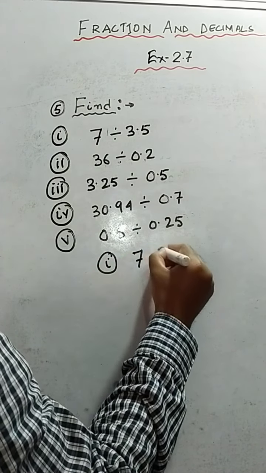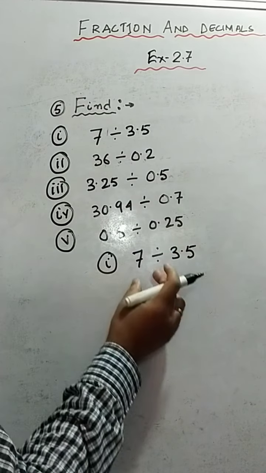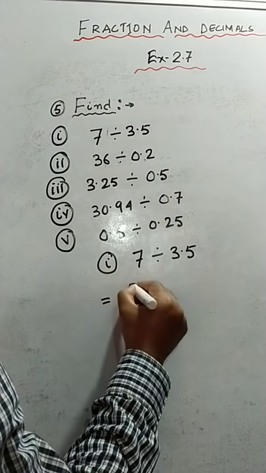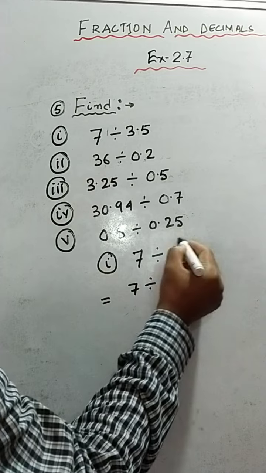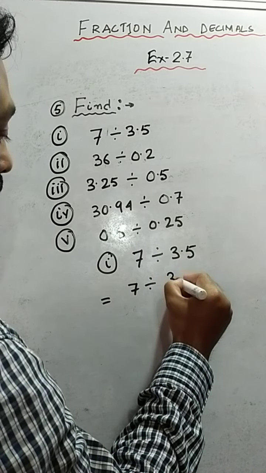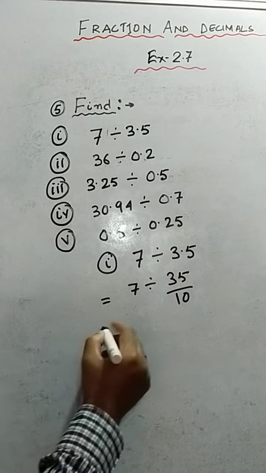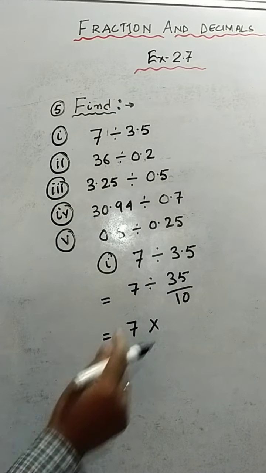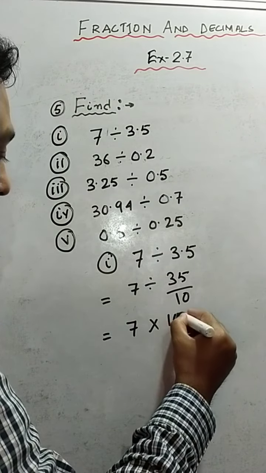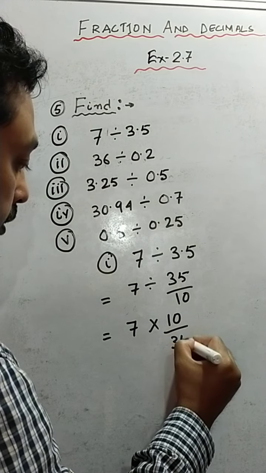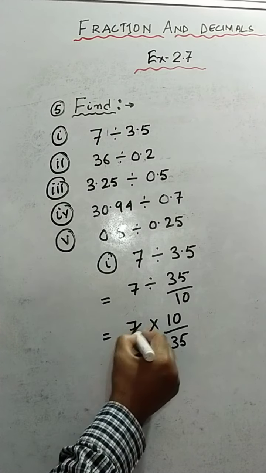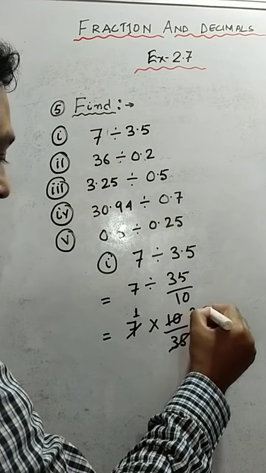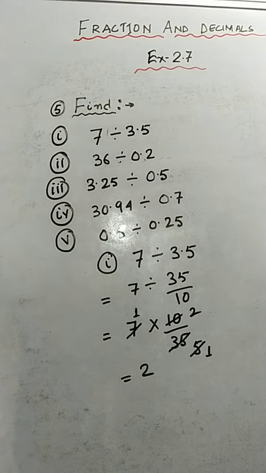Now let's do question number 1. We have 7 divided by 3.5. Now we are dividing the whole number by the decimal. So we'll follow the same rule. That is 7 divided by, we'll change the decimal form to a fractional form. That will look like 35 by 10. Okay. Now what to do? We know that we have to put the multiplication sign in place of division. So what happens? This will be reciprocal. So it will look like 10 upon 35. Now we'll do the cross multiplication. That is 7 ones are 7, 7 fives are 35, 5 ones are 5, 5 twos are 10. So your required answer is 2.